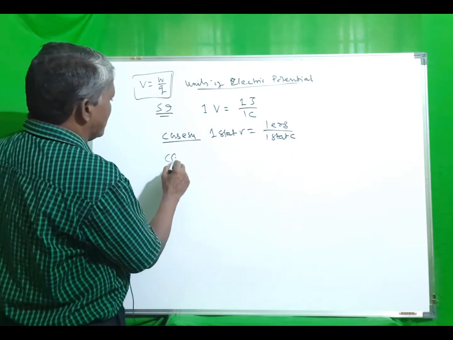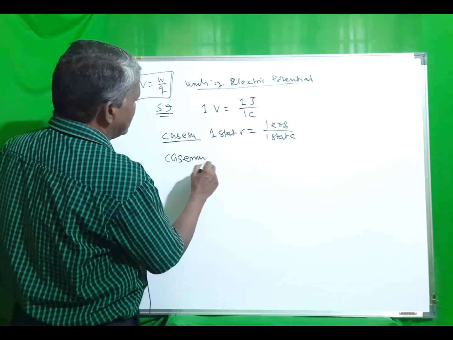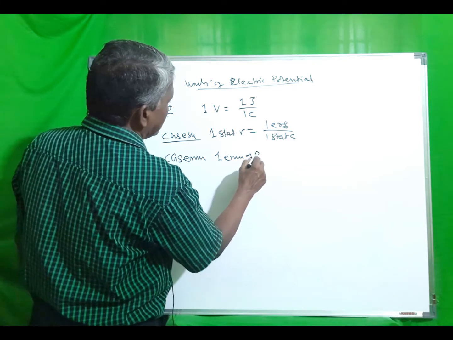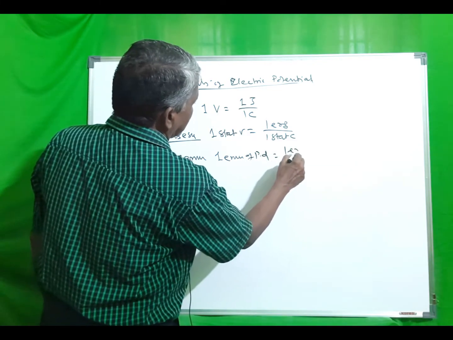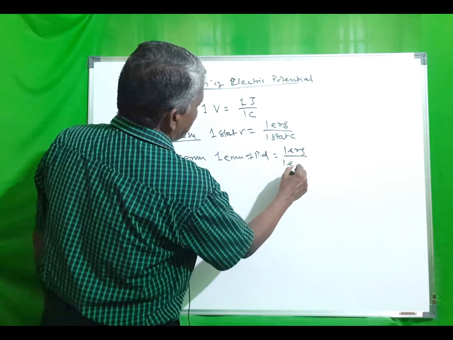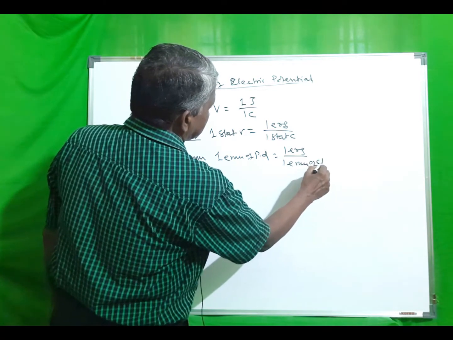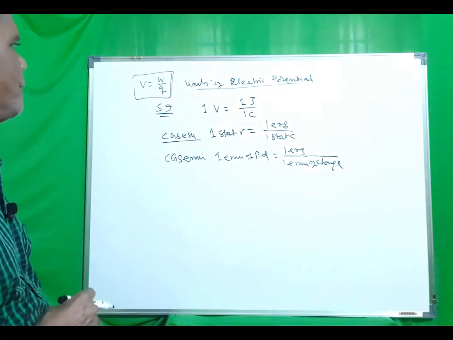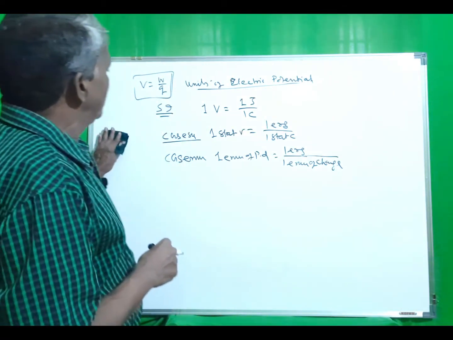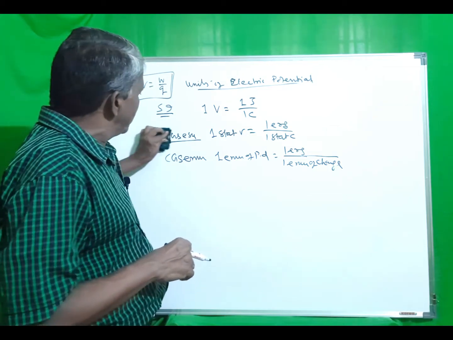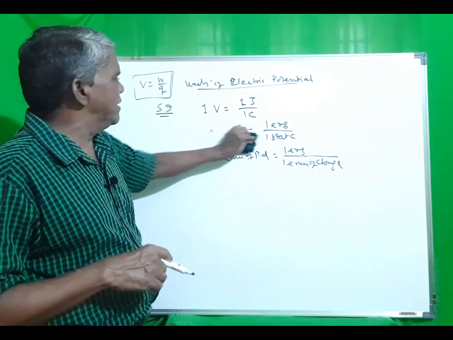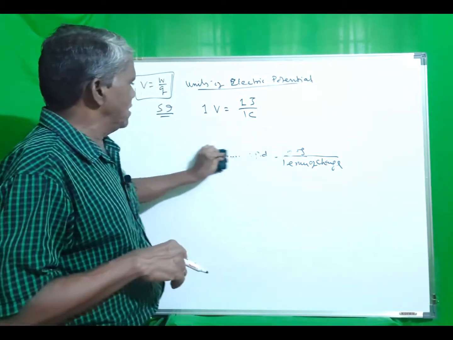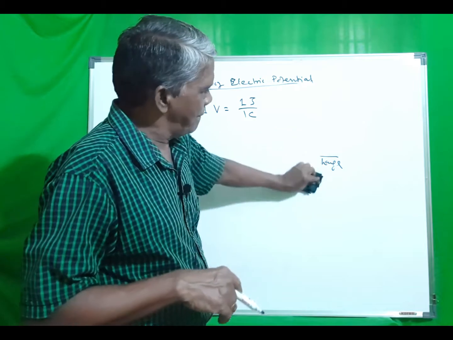And in the CGS electromagnetic unit, 1 EMU of potential difference is equal to 1 erg by 1 EMU of charge, or absolute unit of charge. Let us find the relation between the three units.